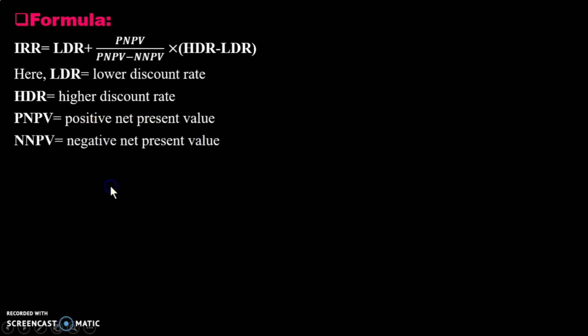Formula. IRR equals LDR plus PNPV divided by PNPV minus NNPV, times HDR minus LDR. Here, LDR stands for lower discount rate and HDR means higher discount rate. PNPV means positive net present value and NNPV means negative net present value.